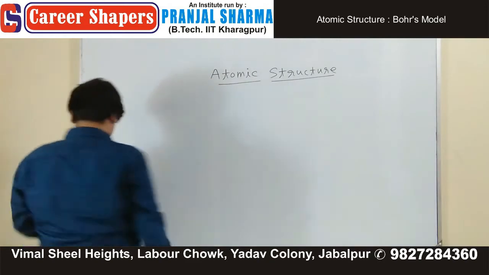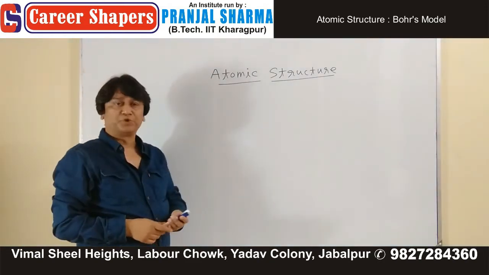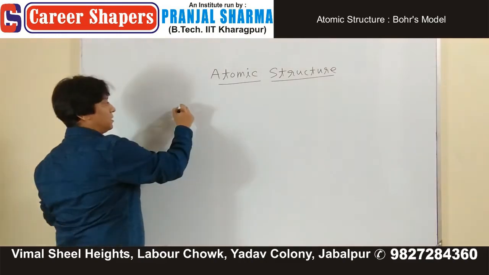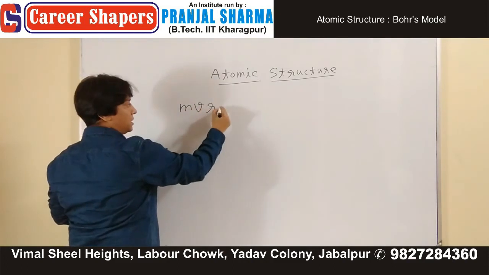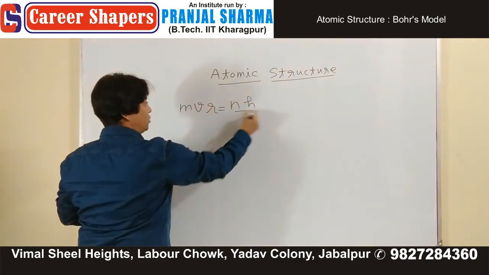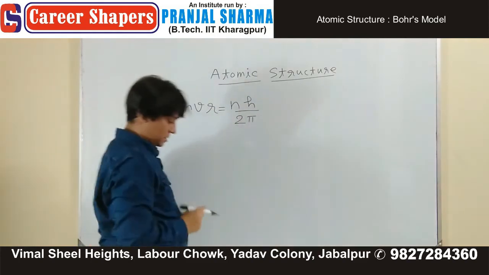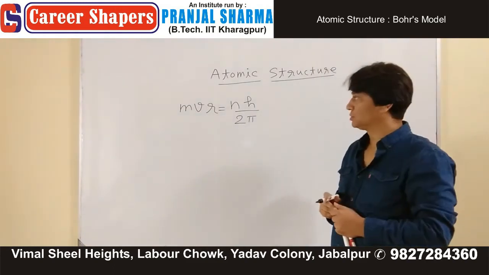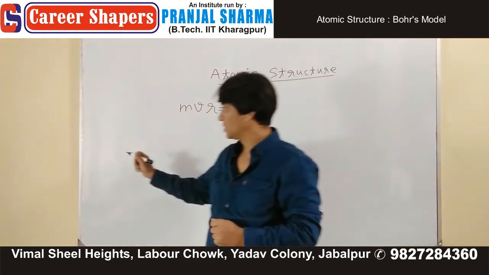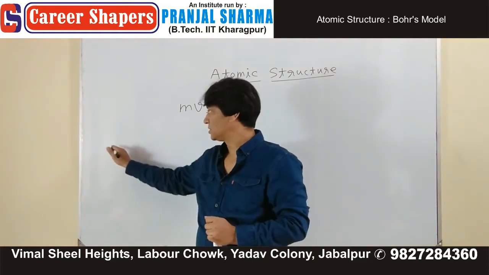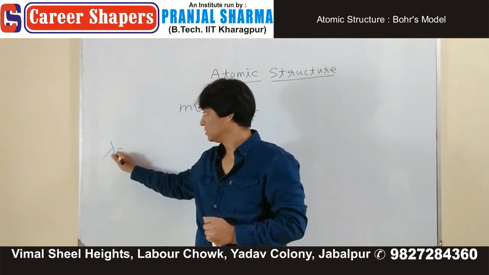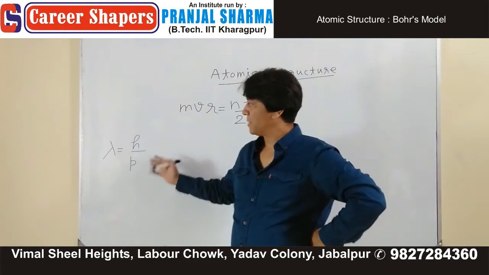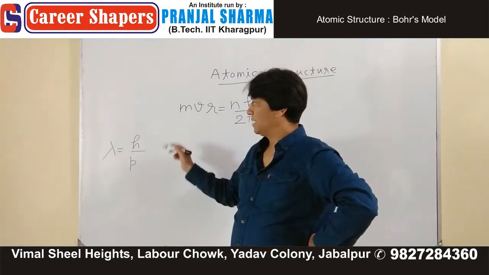Now let's understand this second assumption for Bohr's model, that mvr is equal to nh upon 2 pi. Again, we understand this concept with the help of de Broglie's hypothesis. What de Broglie says is that your wavelength is related to the linear momentum according to this formula: lambda is h upon p.